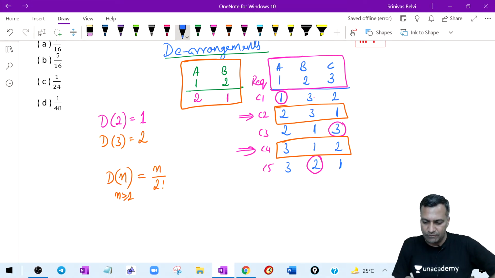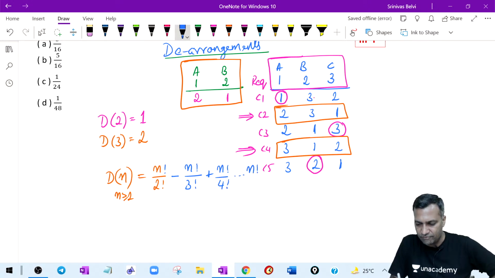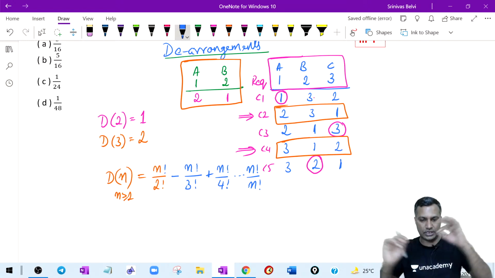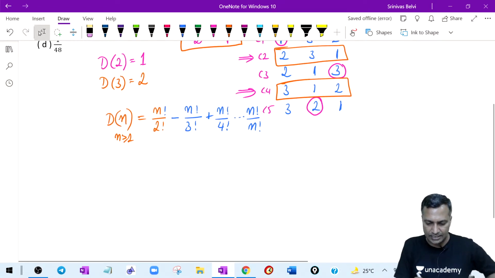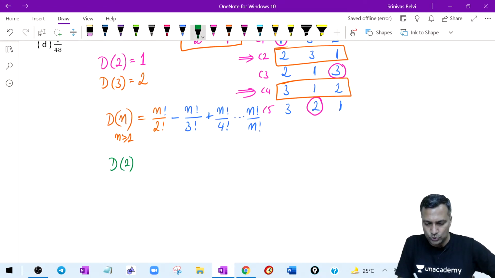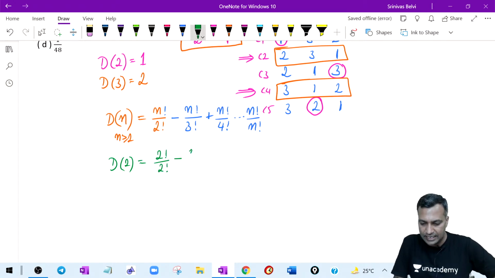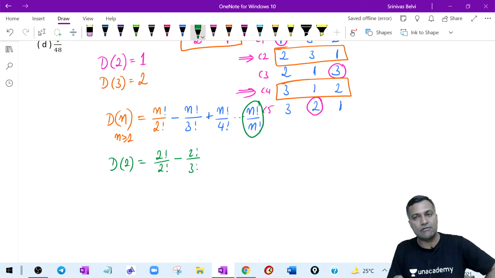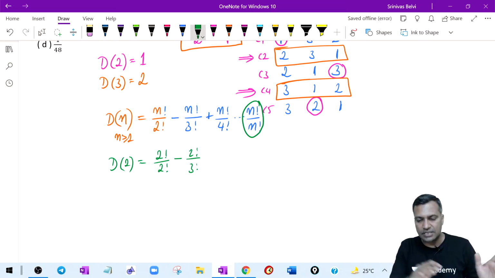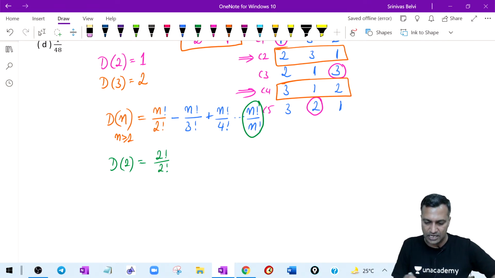So dearrangement for n things is n factorial divided by 2 factorial minus n factorial divided by 3 factorial plus n factorial divided by 4 factorial, and keep doing this up to n factorial divided by n factorial. Let me write it here. What is dearrangement for 2? 2 factorial divided by 2 factorial. Stop. You can't say I will write 2 factorial divided by 3 factorial. No. Stop at n factorial by n factorial with alternating signs, plus minus plus minus.